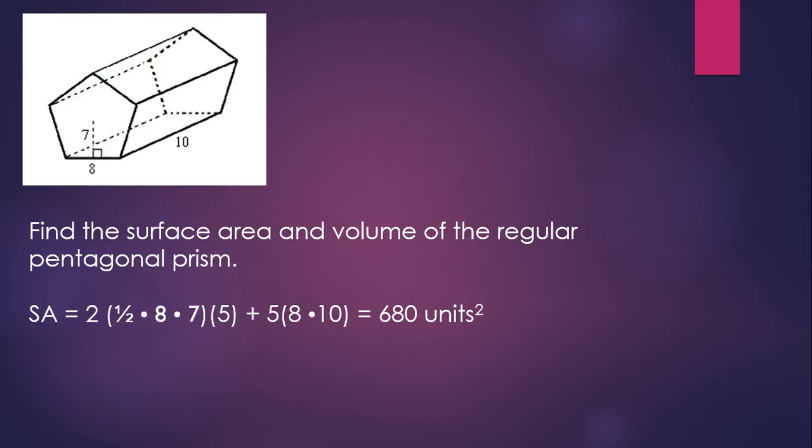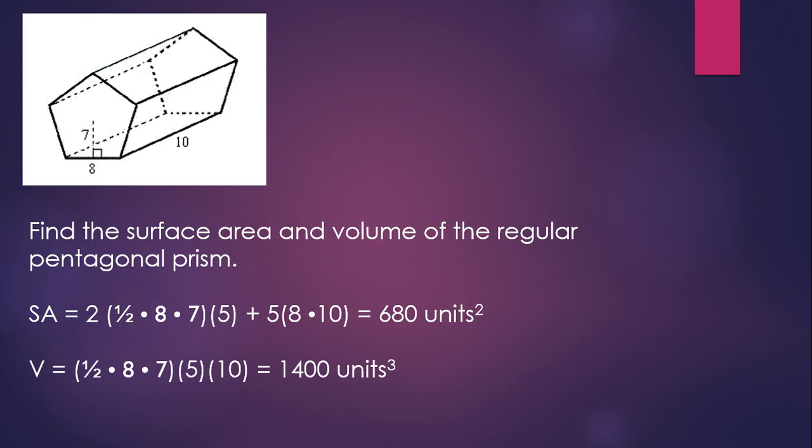Plus we have the 5 rectangles around the sides, and the rectangles are all the same because the pentagons are regular pentagons. So each rectangle has dimensions of 8 by 10, and we have 5 of them, so the area of the rectangles is 5 times 8 times 10, for a total of 680 square units of surface area.